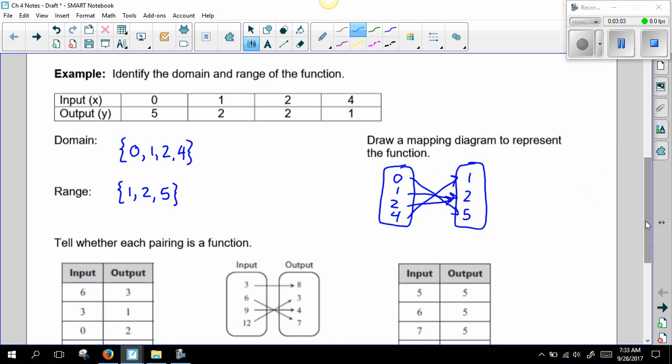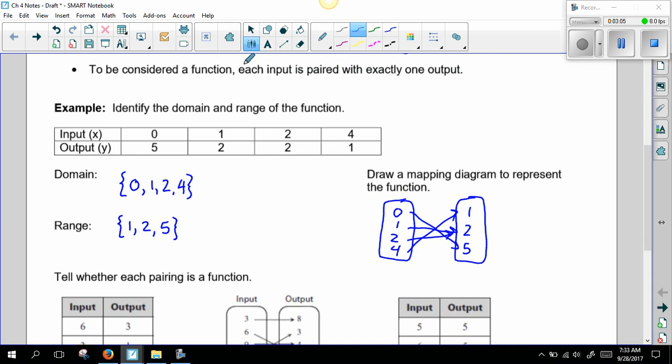So looking at the definition, to be considered a function, each input is paired with exactly one output. So although these 2 inputs go to the same output, we don't have any inputs that go to more than one output. So this is a function.